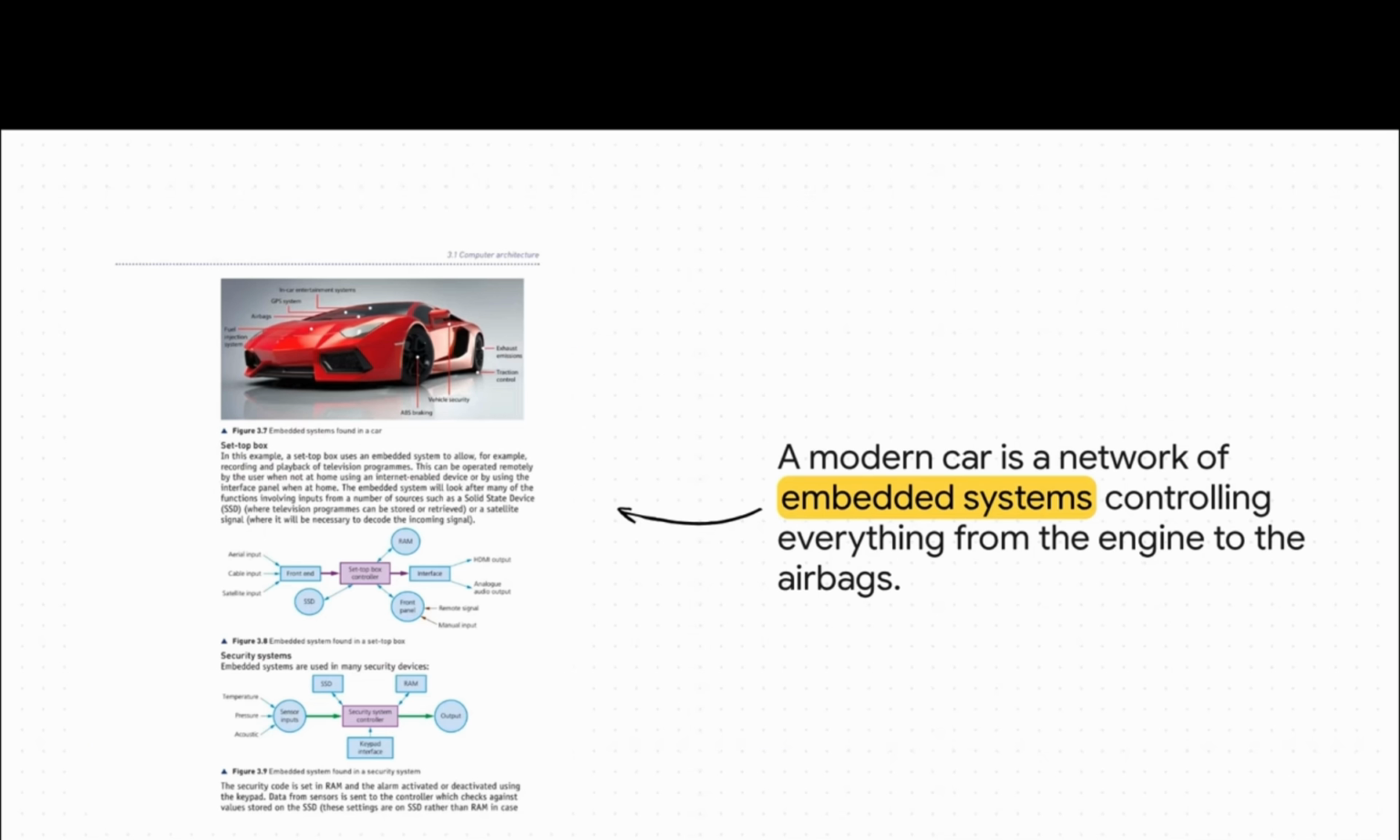A modern car is the perfect example of this. You think of it as one machine, but it's not. It's a whole network of dozens of these little computers. You've got a separate embedded system for the engine, for the anti-lock brakes, for the airbags, the entertainment system, you name it. And they're all constantly talking to each other.